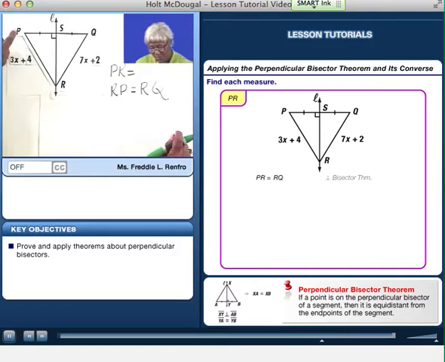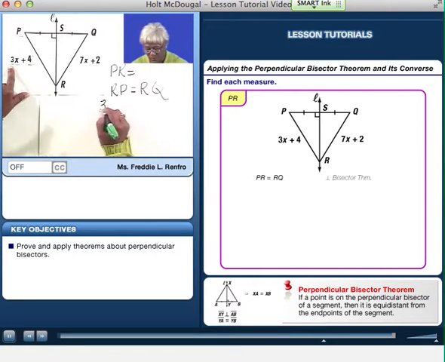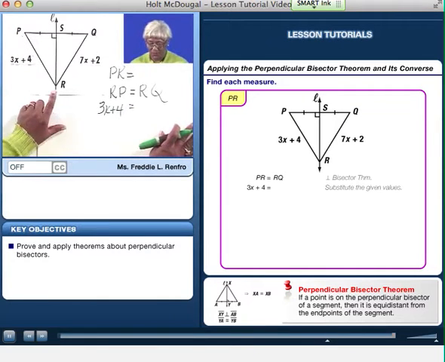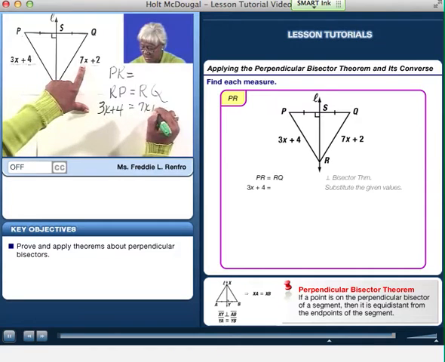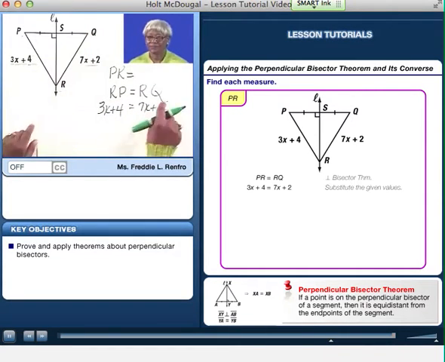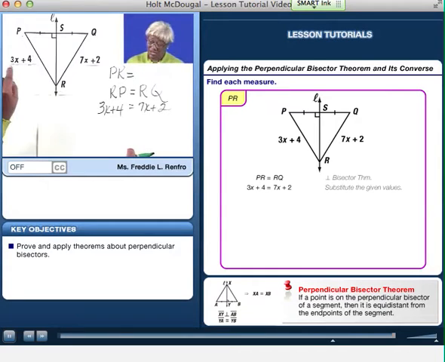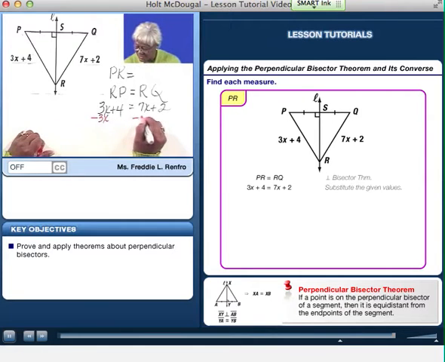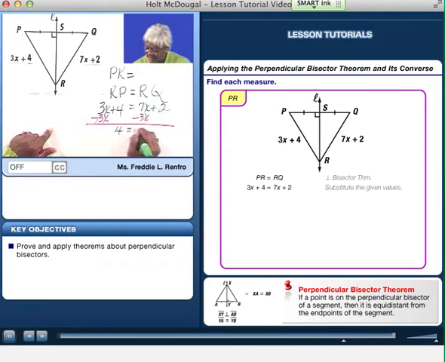Well, for RP, I'm going to substitute 3x plus 4, and I'm going to substitute 7x plus 2 for RQ. And I'm going to solve for x. Because once I find x, then I can just plug it back in here, and I'll know what PR is equal to. Well, let's see. Remember, when we want to solve for x here, I'm going to go ahead and subtract 3x from both sides. And we're going to get 4 is equal to 4x plus 2.